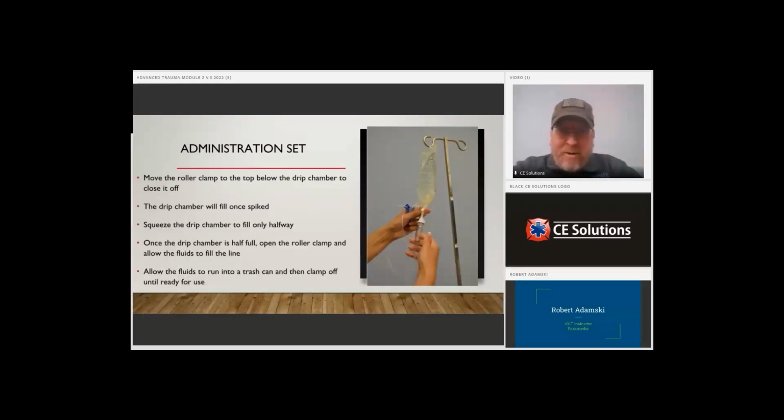All right. We all know how to hang an IV bag, people. That's like EMS 101. If you don't know how to hang an IV bag, I'm going to take your patch away. But just as a review, here are the basic steps for setting up an administration set.